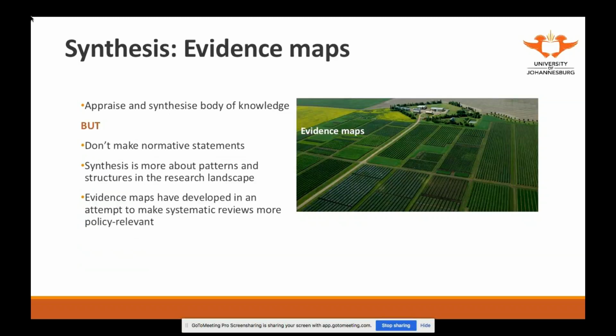So there seems to be a slight typo. Apologies. They're about the high-level patterns and the structures within the research landscape. So to give you this high-level overview, and I think they have been to some extent developed to make systematic reviews more policy relevant. And sorry, I was hoping this slide would have come first.